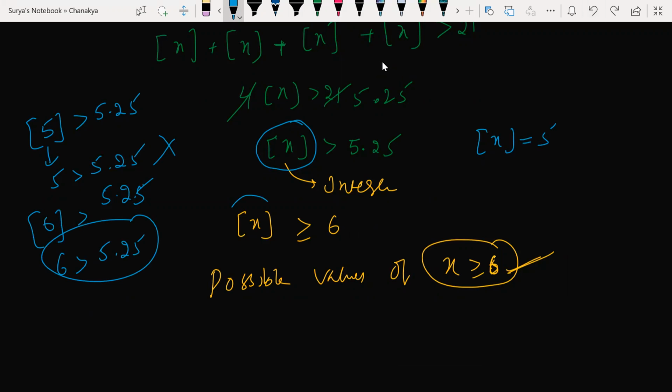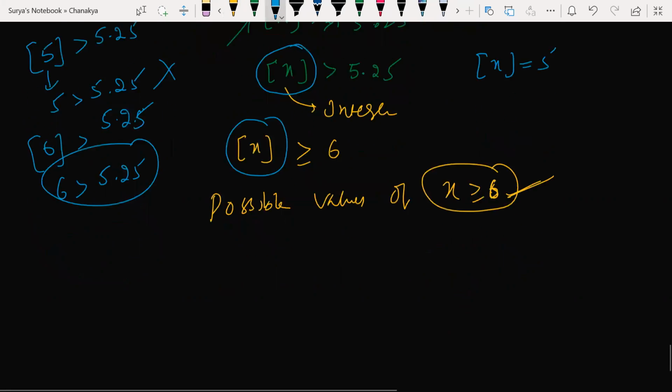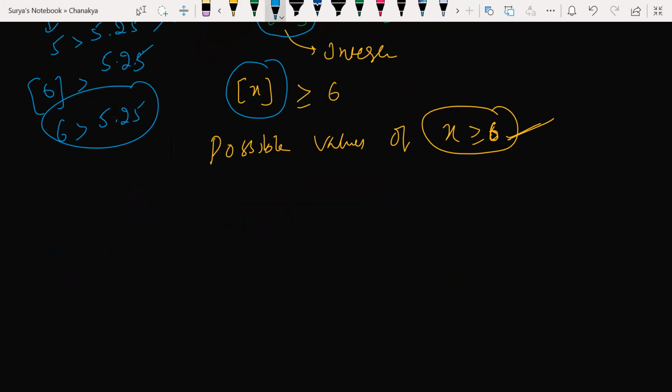Now, for what values can I substitute in place of x in such a way that it gives me greater than 6? Should I take the values which are greater than 6 or not? You understand my point, beta? Or can I take 6? If I take 6, step of 6 is 6. 6 is greater than or equal to 6.